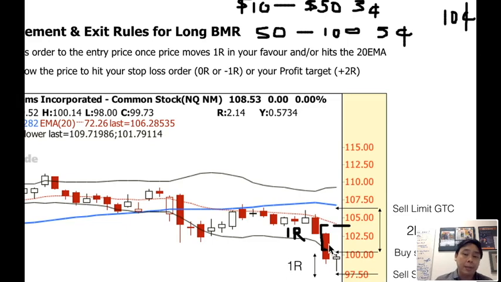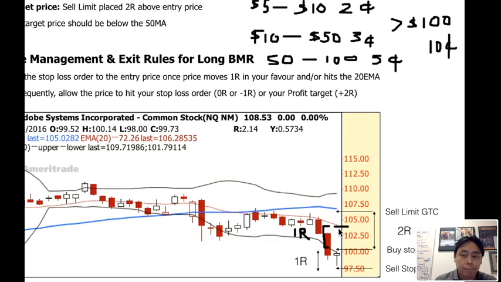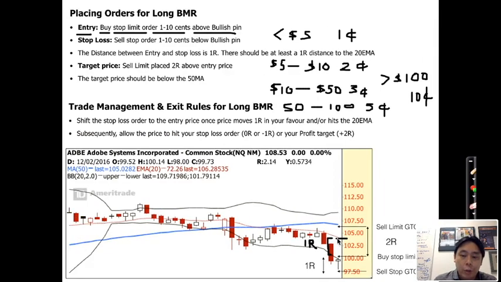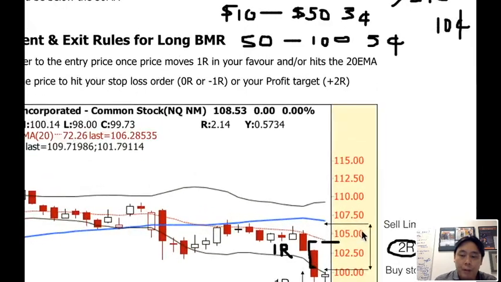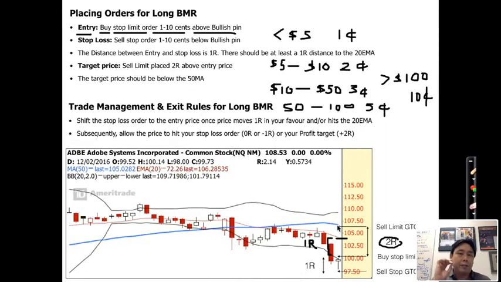So the worst that can happen is the price hits the 20 EMA, comes down, hits our stop loss, and we don't lose anything, right? We've got a 0R break-even trade. And we have to ensure that the stock can reach 2R in profit before hitting the 50 moving average, because the 50 moving average is a very strong resistance. So we have to take our profit before hitting the 50 moving average.